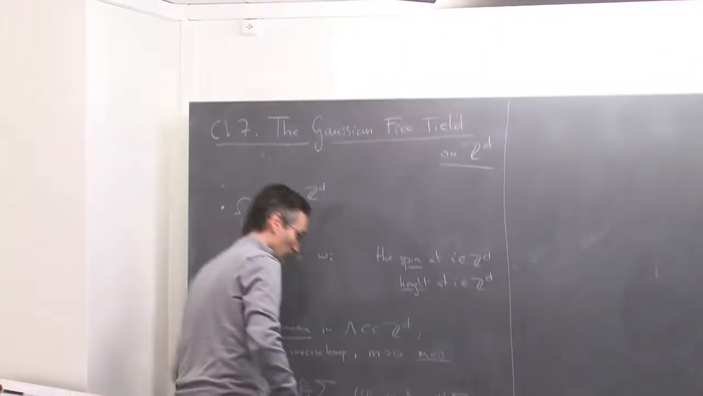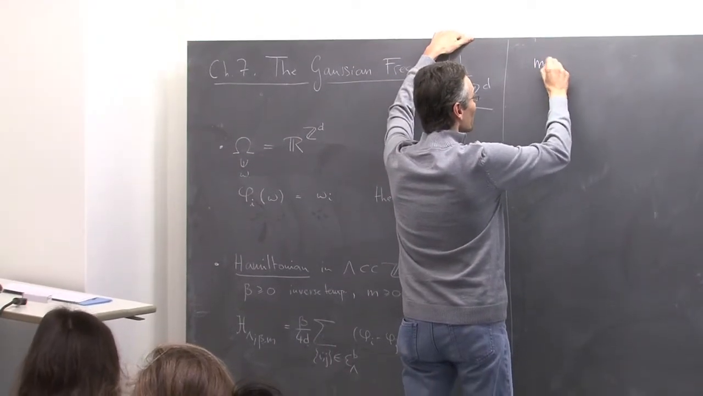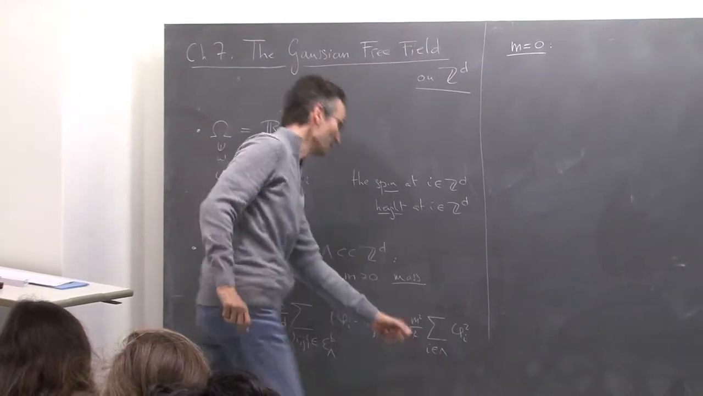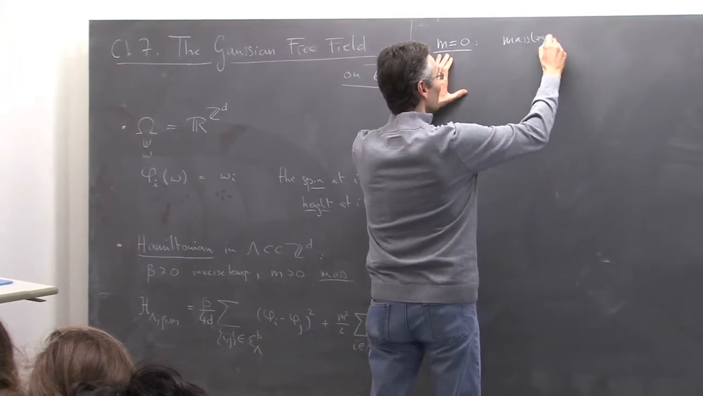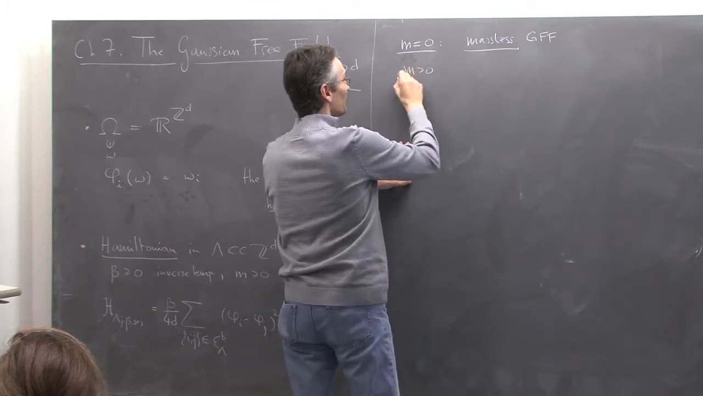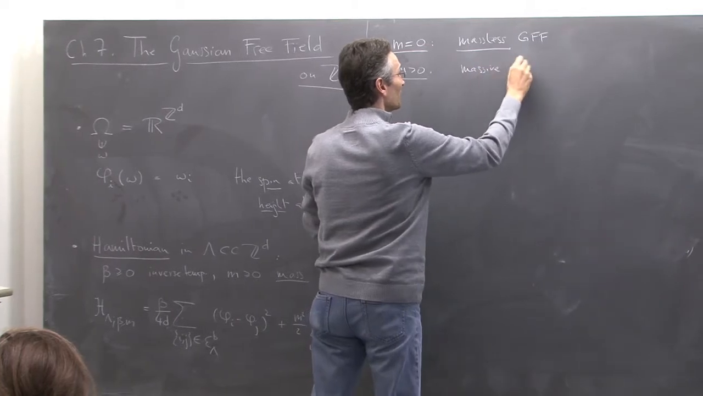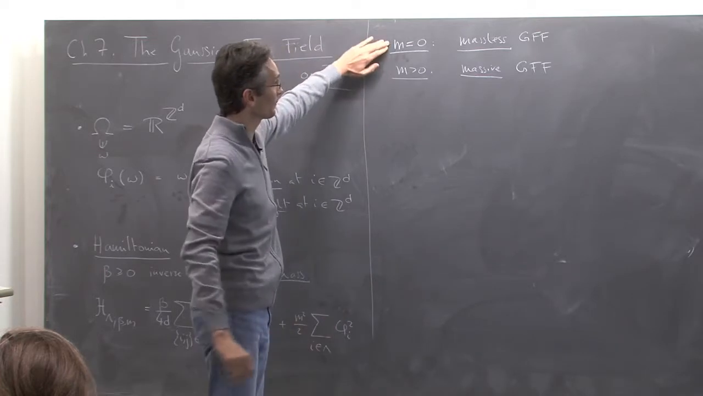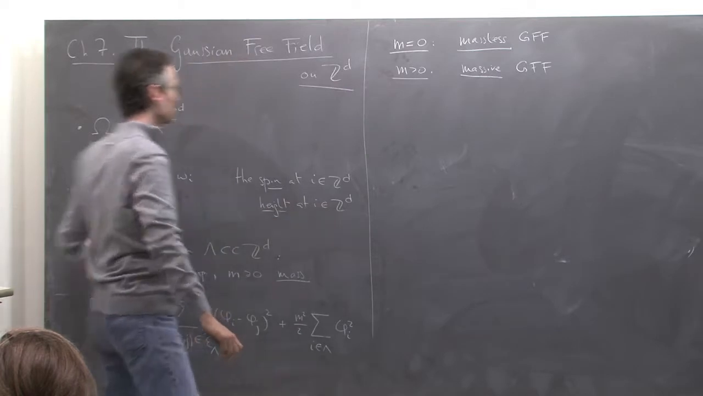This second term will play an important role also. When it is absent, when m is equal to 0, we use a specific terminology: we talk about the massless GFF. And when m is non-zero, then we talk about the massive GFF, and we'll see that these two cases have completely different behavior. So the massless one has a much wilder behavior than the massive one.